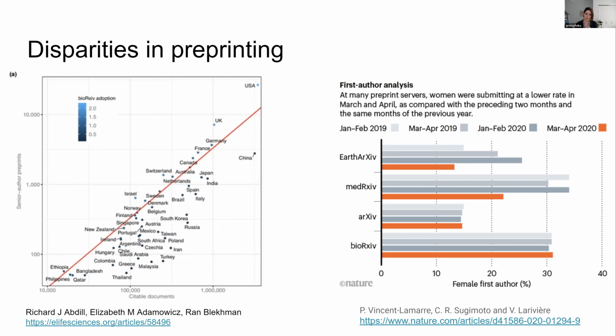There are also opportunities for other types of disparities in preprinting to emerge. For example, over the COVID-19 pandemic, which we'll be talking about a bit later on, some preprint servers have seen a decrease in female first authors, mirroring trends with journal publishers. So all of this is to say that preprints, which are technically available for anyone to post for free, are still not necessarily seeing equal uptake around the world.